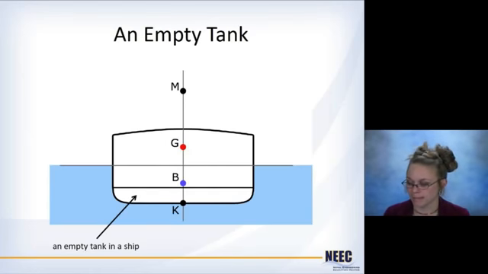So here's a little illustration. Go back to this original ship that we've been working with, and we put an empty tank in the bottom. It has these four main points we've been working with. K is the intersection of the keel and the center line, B is the center of buoyancy, G is the center of gravity, and M is the metacenter. And recall that the metacenter is that imaginary point that the ship rotates around.